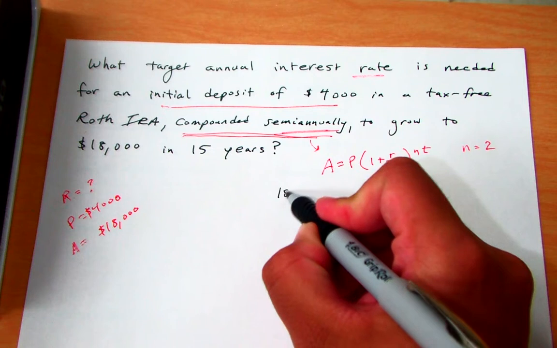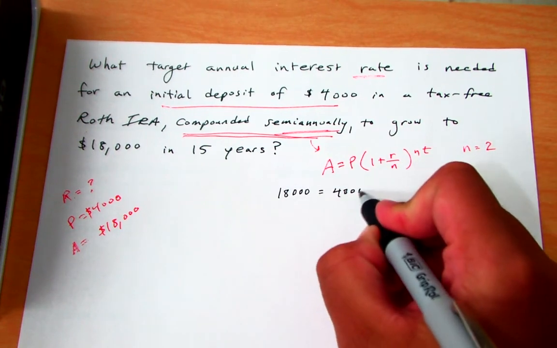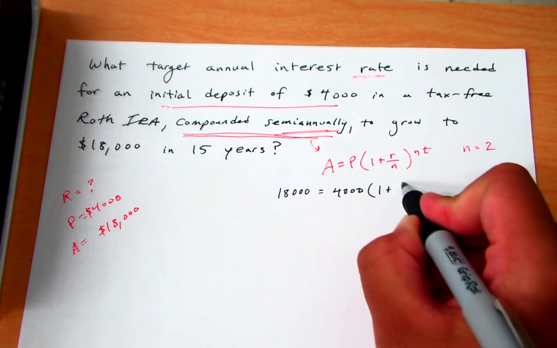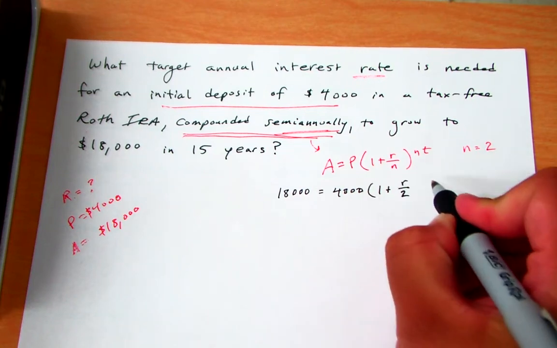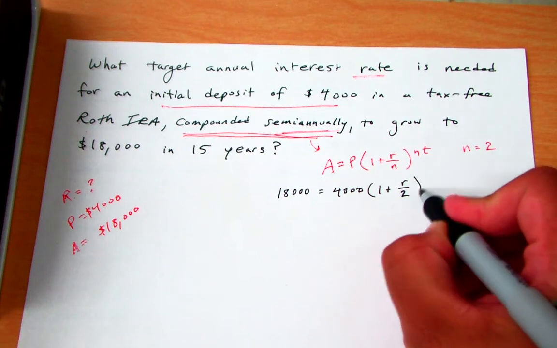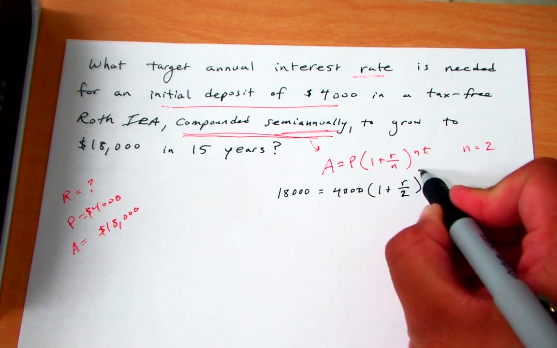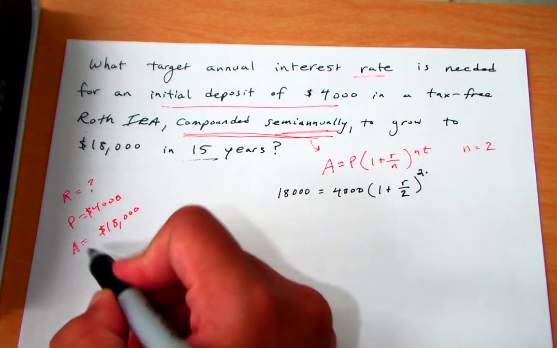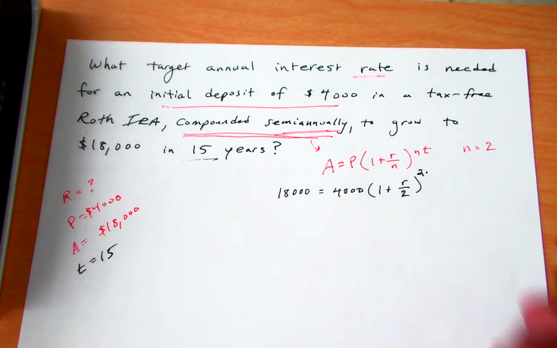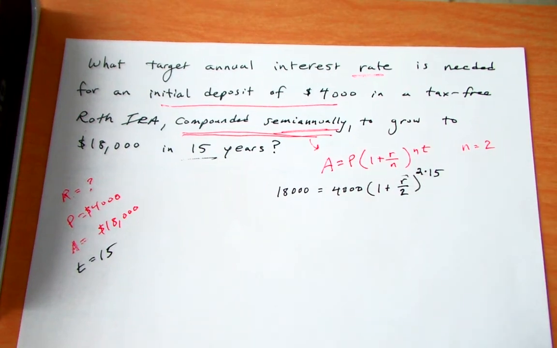So the future value is $18,000, and the present value is $4,000. We don't know what the rate is, but we know it's going to be compounded semi-annually, so twice a year. So we're essentially doing half the interest for the first 6 months and half the interest for the second 6 months, hence dividing it by 2, raised to the number of compoundings over the entire cycle, which in this case would be n, which is 2, times the length of time, which is 15 years. So 2 times 15 power. Our only variable is r, so it looks like we're in luck. We should be able to solve this without too much issue.